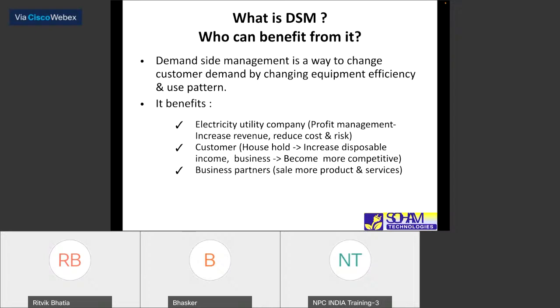This is demand side management. When the consumer is using a rooftop, it is demand side management. So demand side management is a way of changing the customer demand by changing the equipment efficiently, and its benefit goes to the electricity utility company, customers, and the business partner.